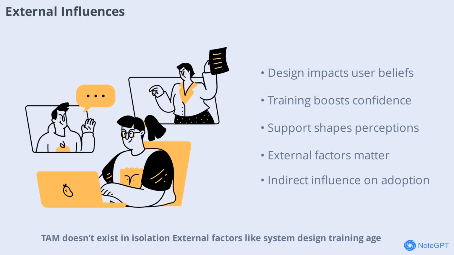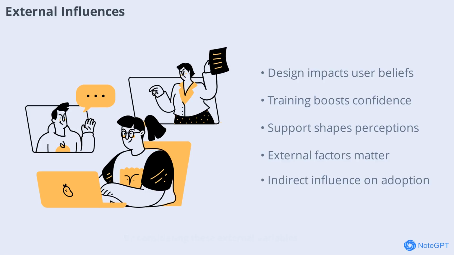TAM doesn't exist in isolation. External factors like system design, training, age, gender, and organizational support all play a role. These factors don't directly cause people to use technology, but they do shape how useful and easy the system feels. For example, good training can make a complex tool feel much simpler, boosting both perceived ease of use and usefulness. By considering these external variables, TAM becomes a practical tool for organizations aiming to improve technology adoption and user satisfaction.